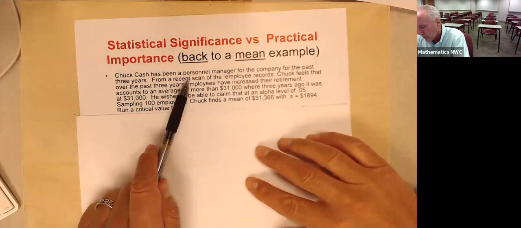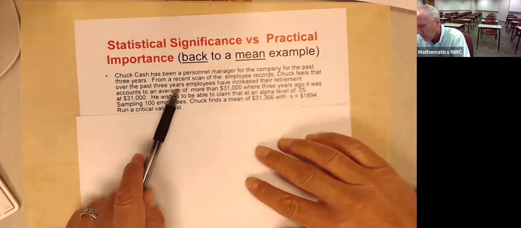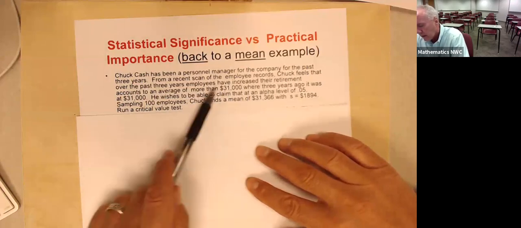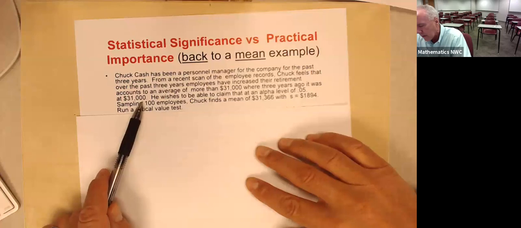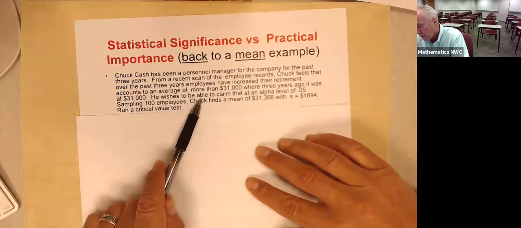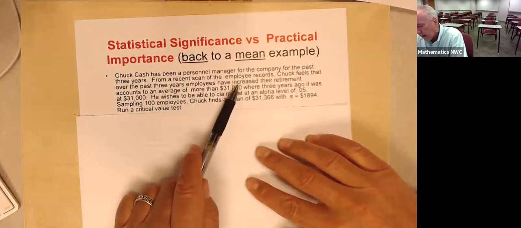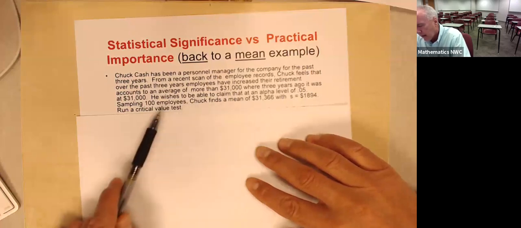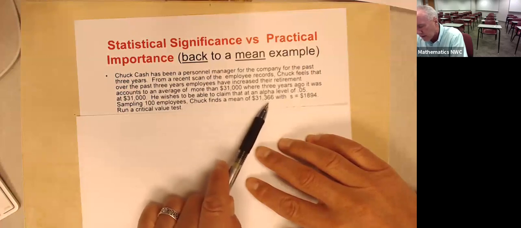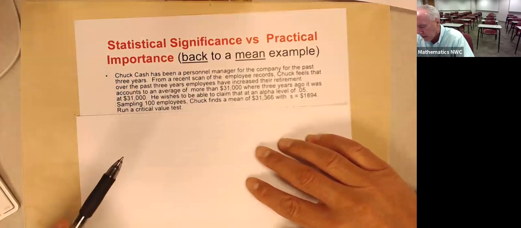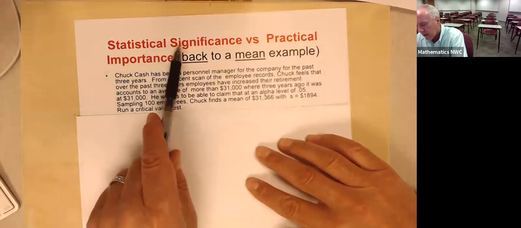Let's read through it. Chuck Cash has been the personnel manager for the company for the past 3 years. From a recent scan of the employee records, Chuck feels that over the past 3 years, employees have increased their retirement accounts to an average of more than 31,000, where 3 years ago, it was at 31,000. He wishes to be able to claim at an alpha level of 0.05 that it has in fact increased over 31,000. He takes a sample of 100, and that sample did show that there was an increase, 31,366. Run the critical value test. Well, I'm not going to go to the critical value test right now because I'm trying to establish the point up here in red.